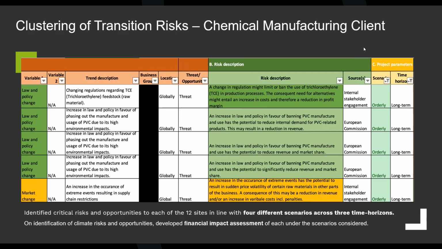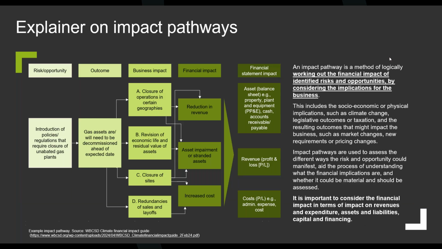Now, if that's where we're assuming we're starting from, the question is then, what does the work actually look like? So we've got another diagram on the next slide, just showing the logic that we work through. Typically when I'm approached with a risk register, we've almost got the business impact part of this done already. But the work that's been done before by the risk assessment team is the identification of the key risks. So in this example, the introduction of policies or regulations targeting unabated gas plants, the outcome of which is that any gas assets would need to be decommissioned ahead of the expected date.